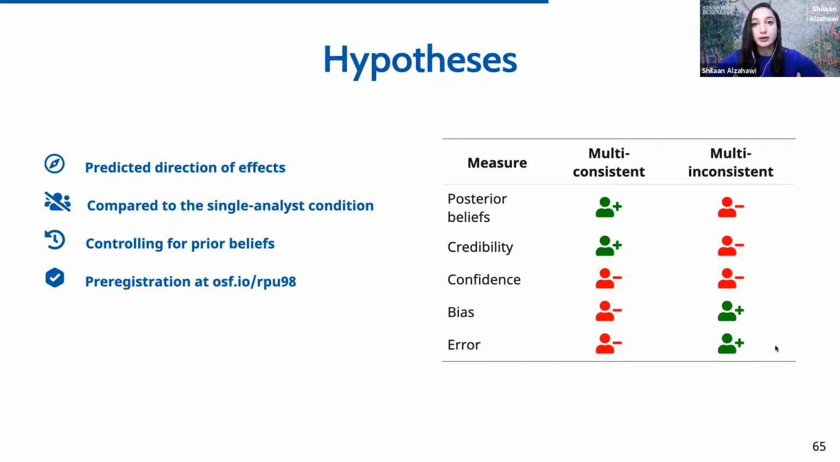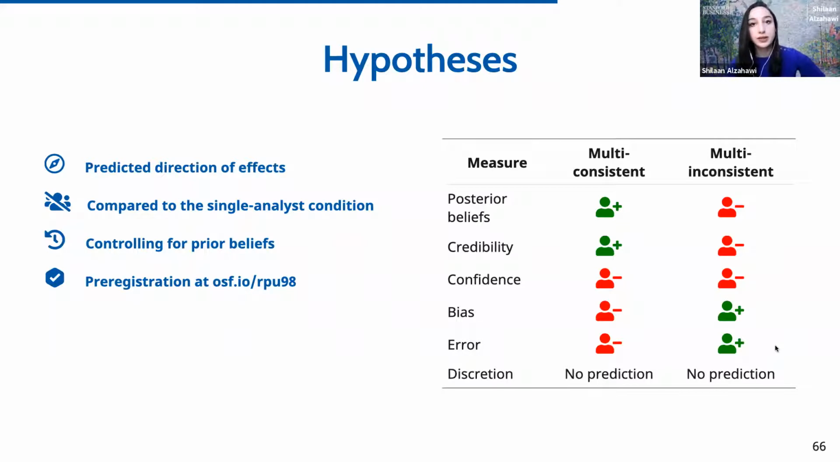the same for error. We also had an exploratory measure of discretion simply because we really didn't have any prior work to base a prediction on, nor any intuition regarding how lay consumers would respond to a question about researcher degrees of freedom, but we were very interested in exploring this finding. So we pre-registered this as an exploratory measure.